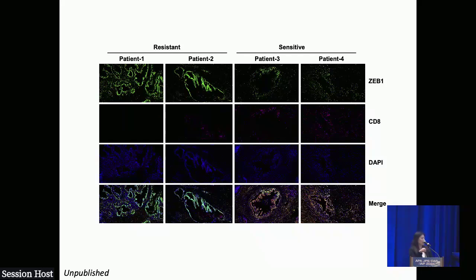And next, we did the clinical relevance study. We stained the ZEB1 and CD8 in the pancreatic cancer patient specimens. And we found that in the gemcitabine-resistant patients' tumor tissue, there is more ZEB1 staining, but less CD8 staining. But in the sensitive patients' tissue, we can see less ZEB1 staining, but a higher level of CD8 T cell infiltration.